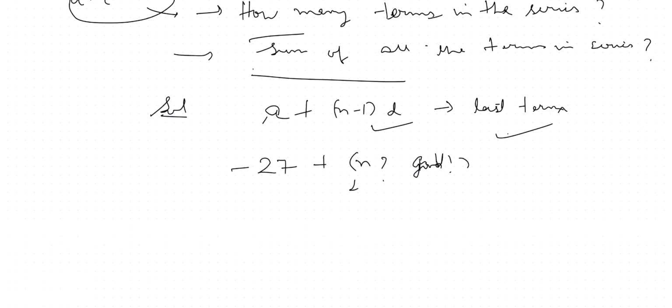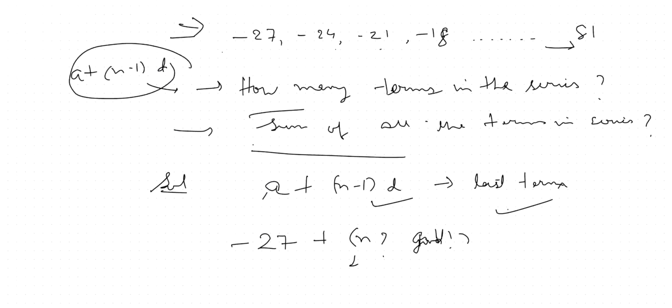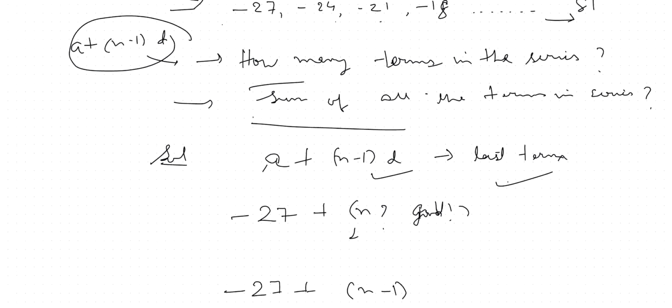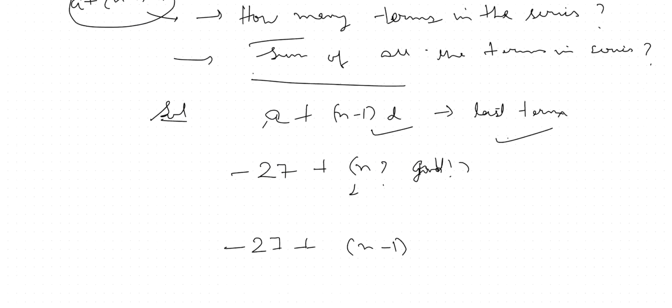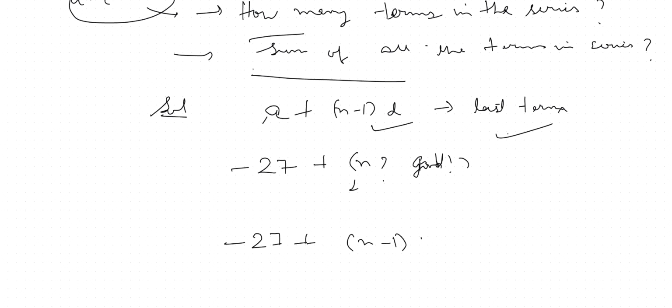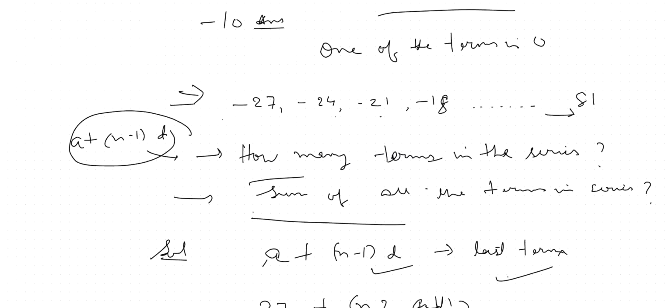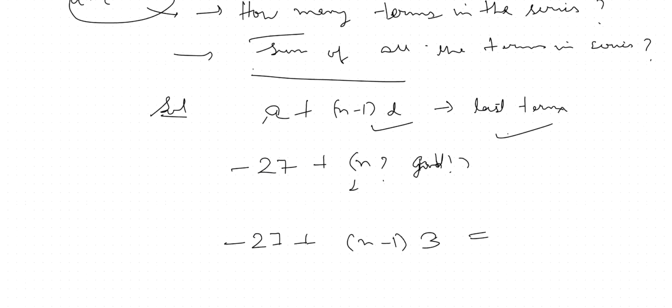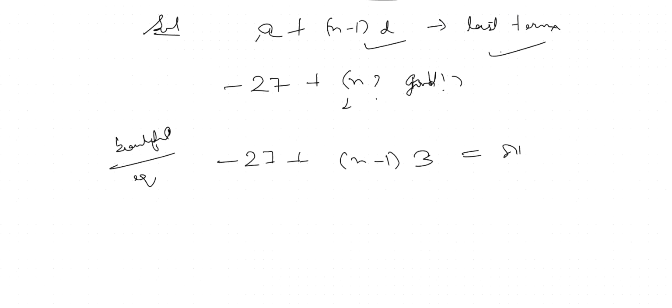So minus 27 plus (n minus 1) and d is the common difference. You have to find out what d is. So that is coming out to be, I think, 3 or minus 3. No, plus 3. And what is the last term? Look at this last term. It's 81. So you have the beautiful equation. Please solve this equation and you can get the answer. Take a moment, solve this equation. I'm not going to tell you what is the value of n.